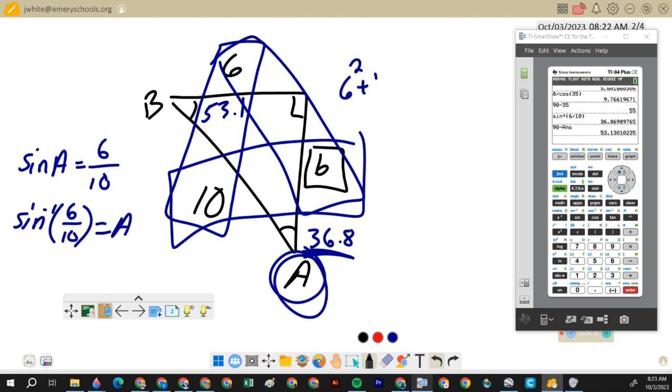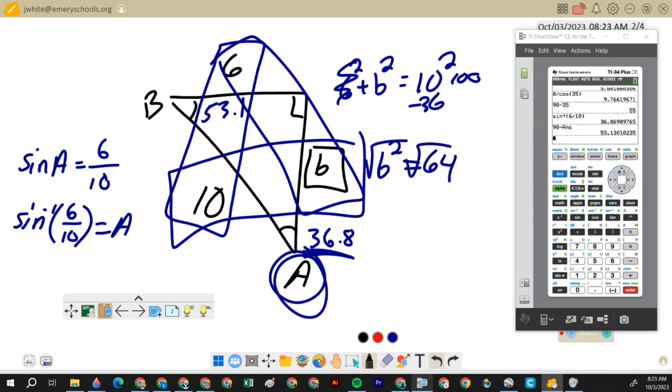6 squared plus b squared equals 10 squared. So we just subtract 36 from this. That one's 100. So b squared equals 100 minus 36, which is 64. Take the square root, and b equals 8.